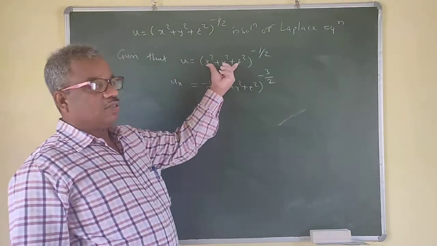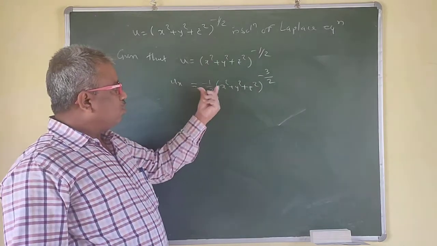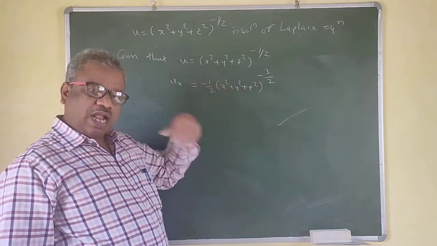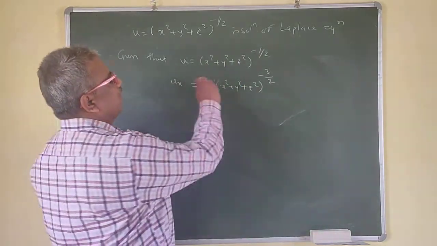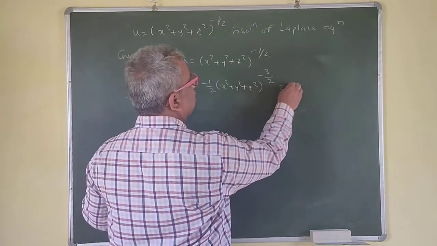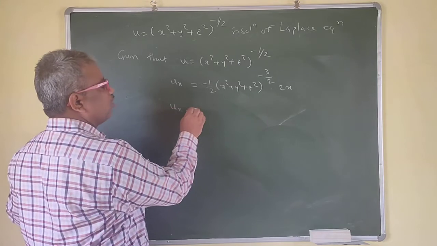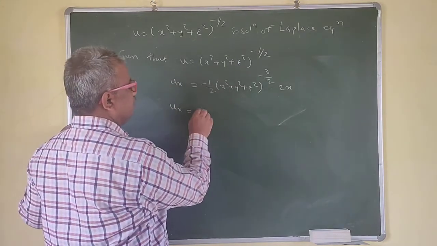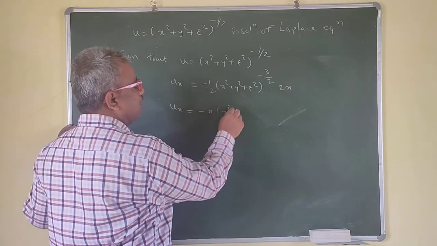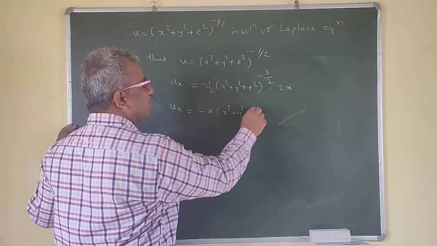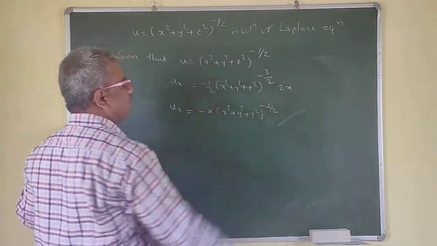See, this is something to the power n, so you pull the power, reduce the power by 1, and multiply by the derivative of the bracket with respect to x, which is twice x. So u_x is equal to, these two get cancelled, minus x times x square plus y square plus z square to the power minus 3 by 2.